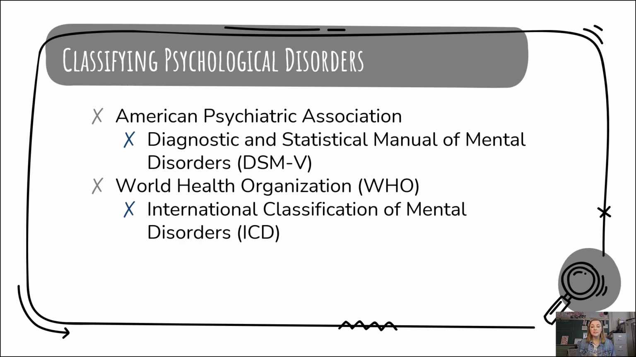It not only lists disorders, but also includes criteria for diagnosis, severity levels, and risk factors. While the DSM-5 is widely used in the US, the World Health Organization developed the International Classification of Diseases, ICD, which includes a section on mental and behavioral disorders called the ICD-11. This system is used worldwide to help standardize diagnoses across different countries and cultures.